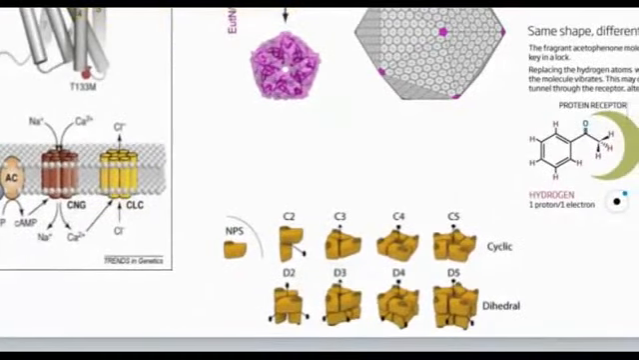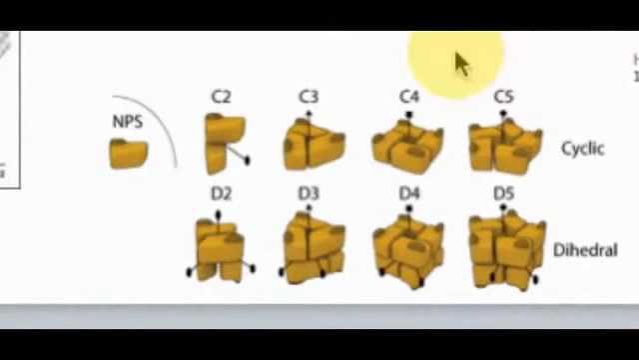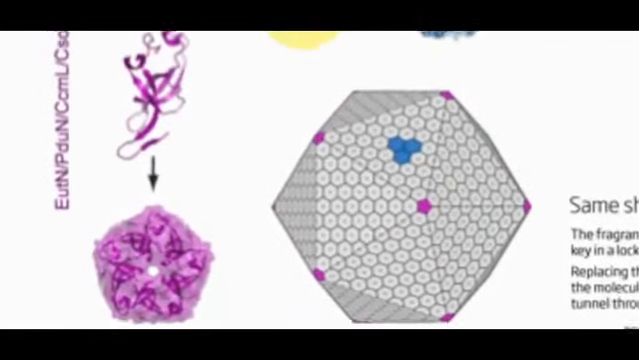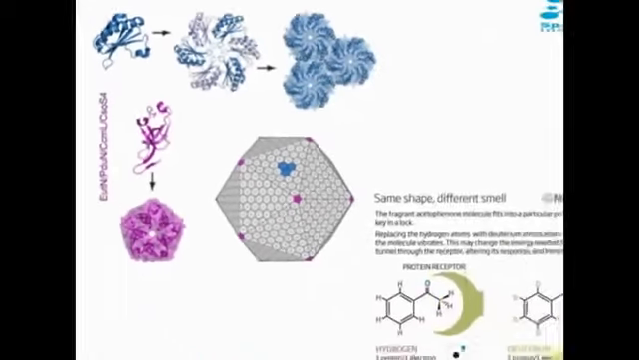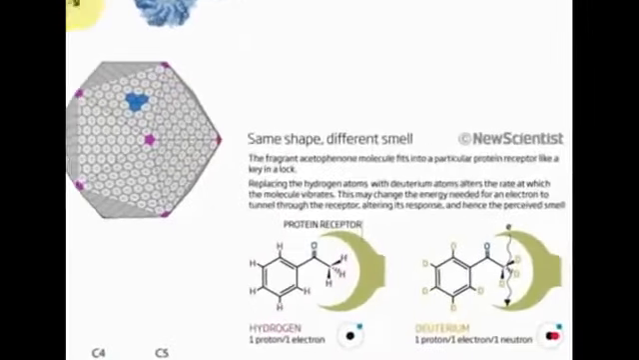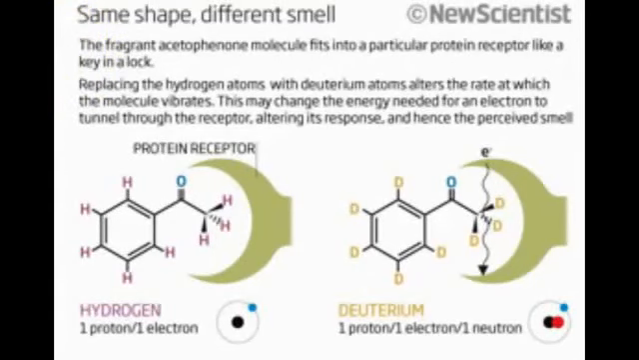Also, there is a really interesting investigation showing how you can have the same shape, for example the diamond structure, but if you change the hydrogen atoms from hydrogen to deuterium, the smell starts to be completely different. So smell not only depends on the shape of the odorant, it also depends on the electrons inside of the molecules. On the right side, you see the difference between the smell when the molecules contain hydrogen and when they contain deuterium.